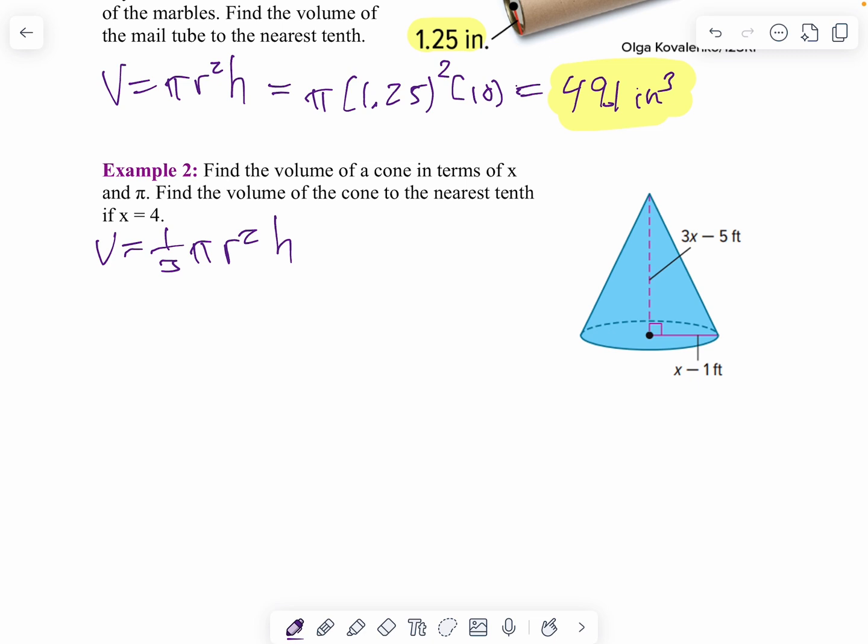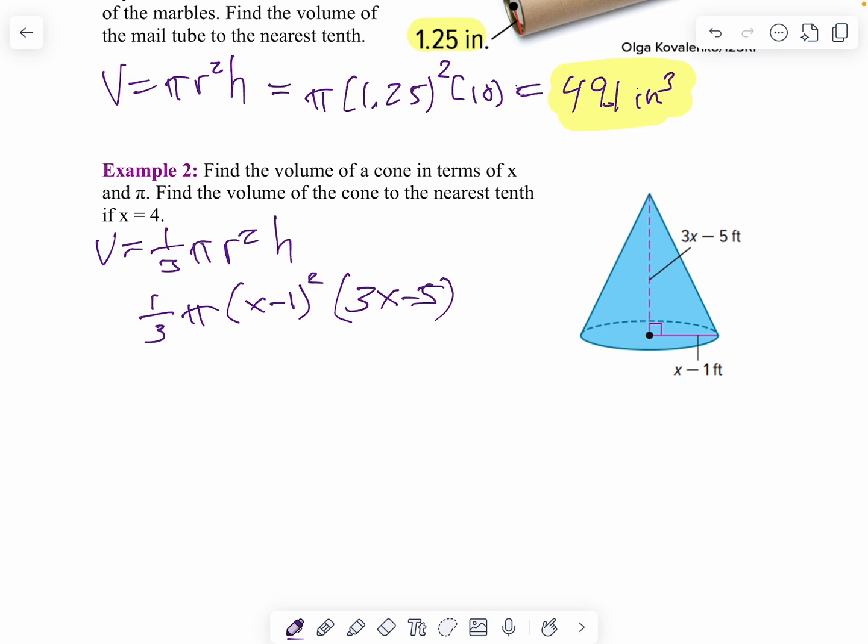So if we take a look here, my radius is going to be x minus 1. So I'll go x minus 1 squared. And then we're going to multiply that by the height. Well, my height is 3x minus 5. There we have it. That's in terms of x and pi. I won't take that down any further.